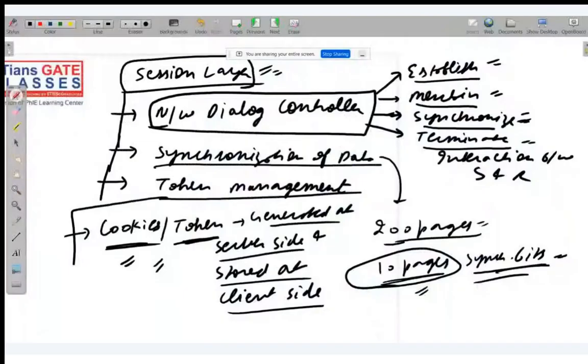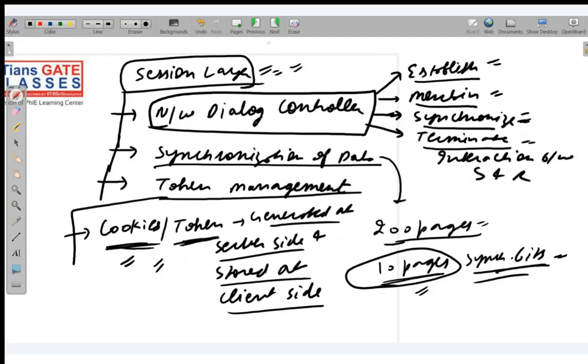Yeah, so. Is the screen visible now? Yes, sir. Okay, so till what point have you listened? In the session layer, I gave you an idea of what cookies and tokens are. Yes, sir.